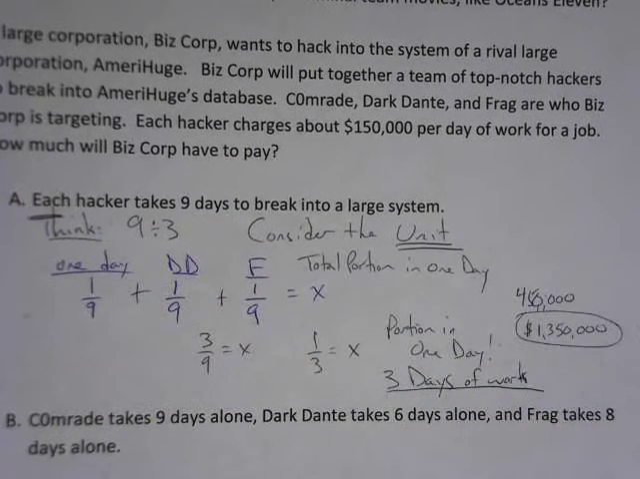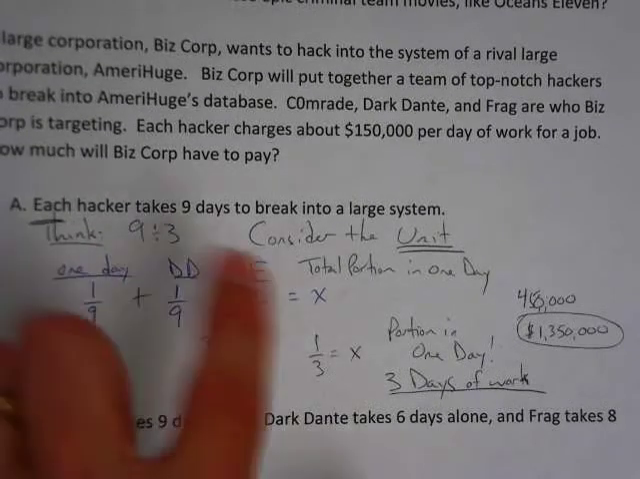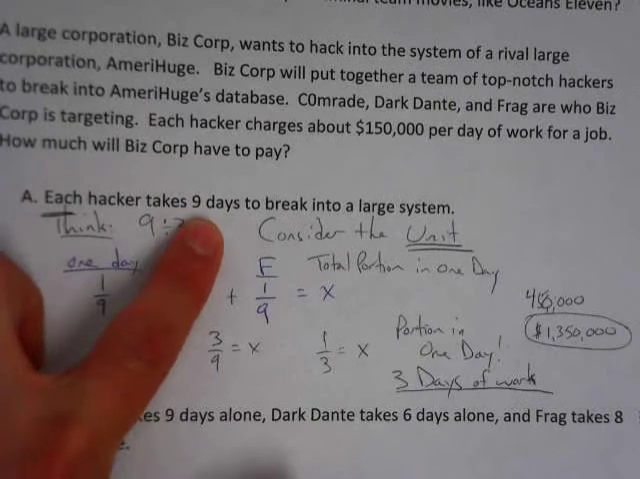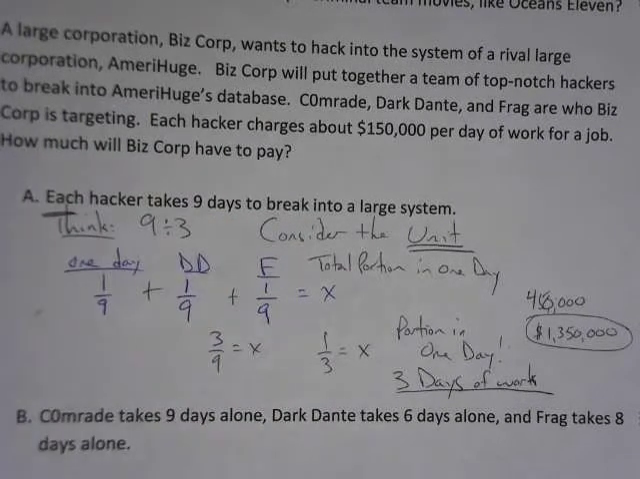Okay, and that's how we can figure that out. But like I said, intuitively, you could think that it would take 3 days to break into the system because they each work 9, would take alone, it would take them 9 days. But BizCore can't afford to wait 9 days. They need this data now, and so they're gonna have all 3 working together.